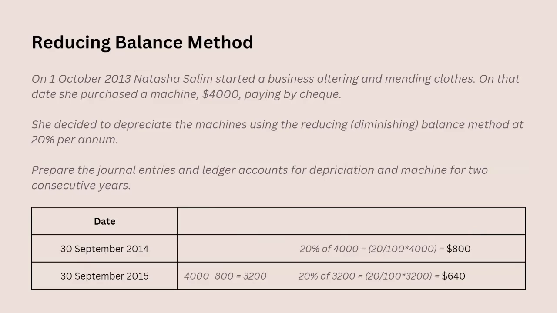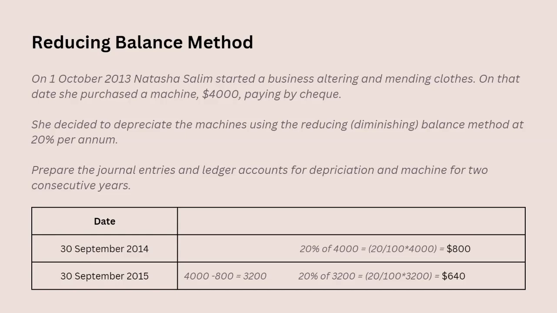Now let's have a look at the reducing balance method. On 1st October 2013, Natasha Salim started a business altering and mending clothes. On that date, she purchased a machine for $4,000, paying by check. She decided to depreciate the machine using the reducing or diminishing balance method at 20% per annum. Prepare the journal entries and ledger accounts for depreciation and machine for 2 consecutive years. So we have to prepare the journal entries in the books of Natasha for 2 consecutive years and also show the ledger accounts.